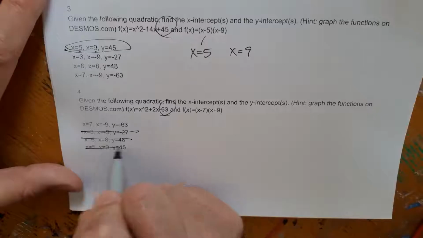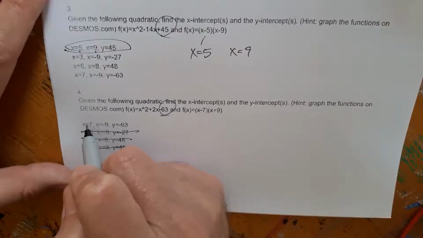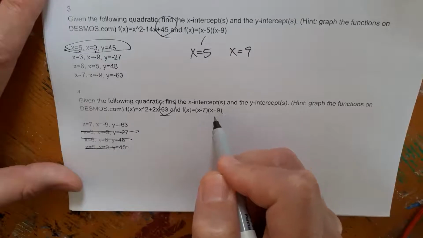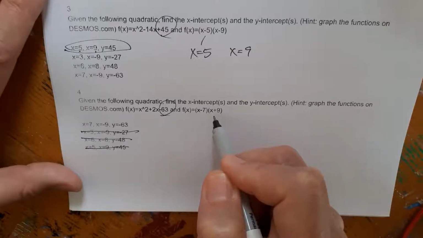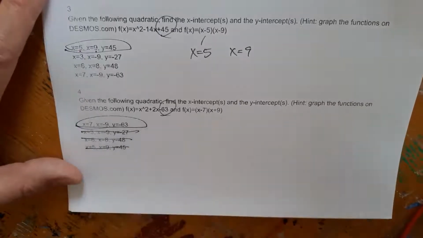I don't even see any with minus 63. I'm already done. But I know this is x equals 7. Check. And this is x equals minus 9. Remember, they switch signs because you put them equal to 0 and solve, just like we did in the first. If you don't know that, go back and just watch the first one again.